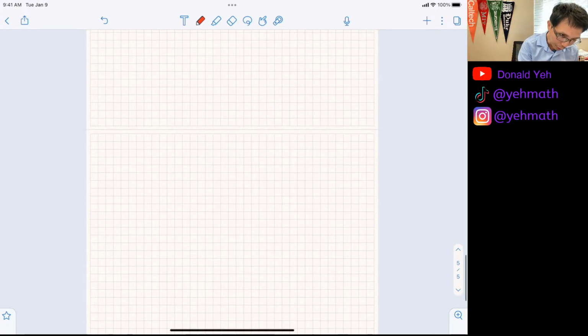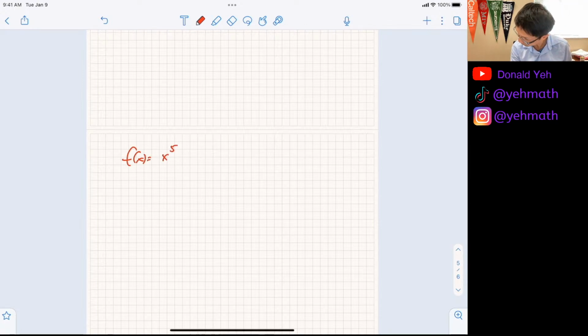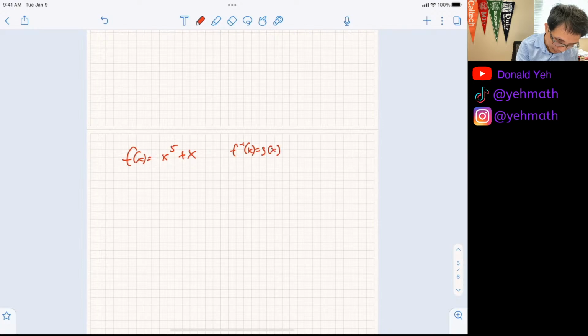All right, so this will be the inverse function. So it'll be x to the fifth plus x, and the inverse function f inverse of x is equal to g of x. And they say, can you find g prime of 2?